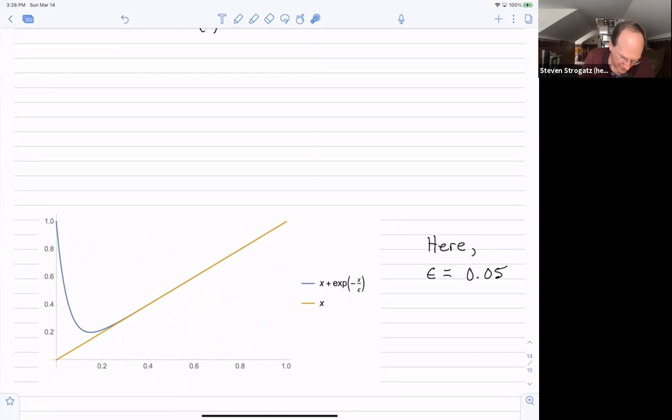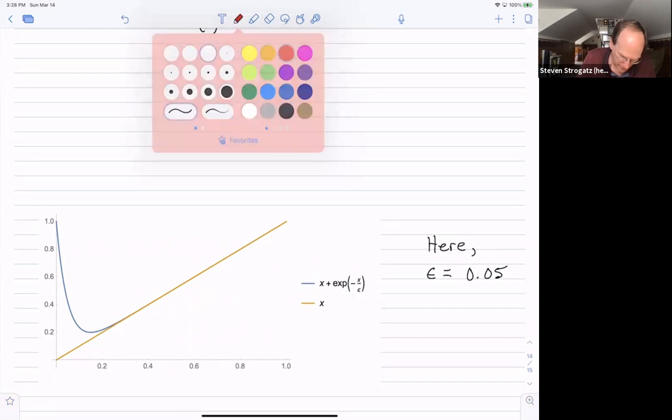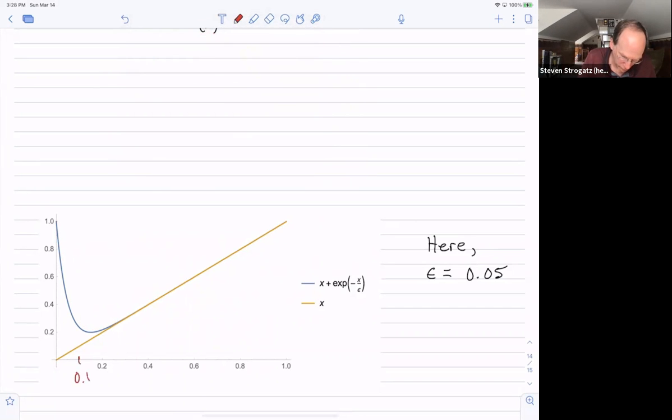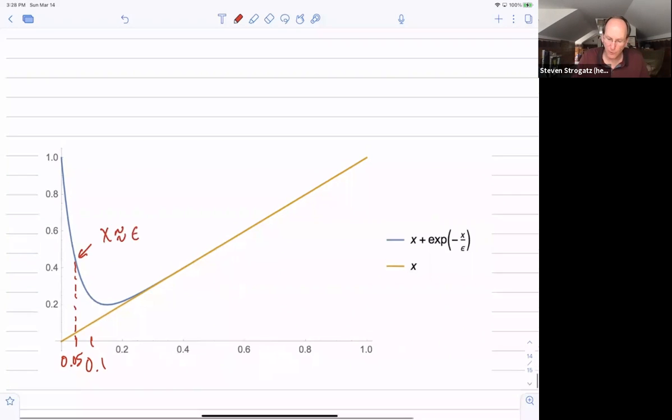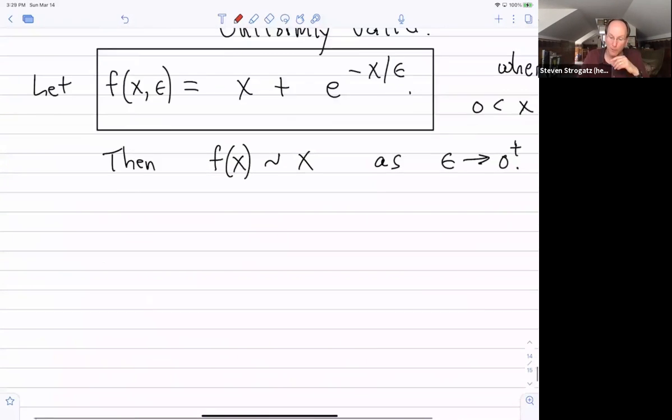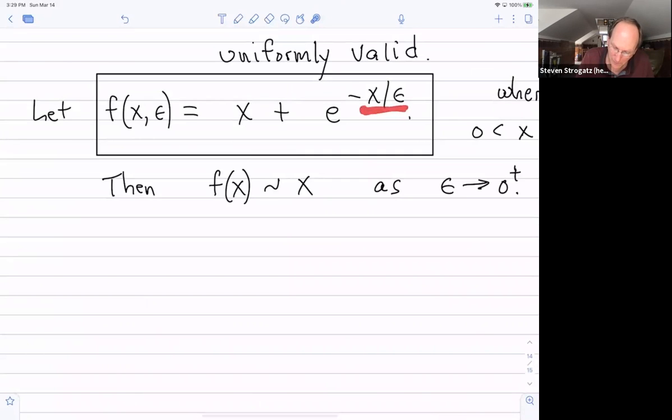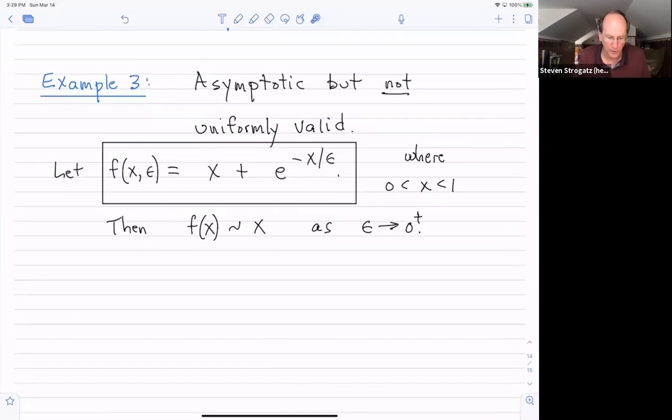And right when you get to around that scale, like here's 0.1, and 0.5 is here, you can see you're really getting into trouble. You're in the middle of trouble there when x is around epsilon. Once x is around epsilon, then you're starting to have trouble, because in this expression, that term is now of order 1 and that old term is not negligible anymore.